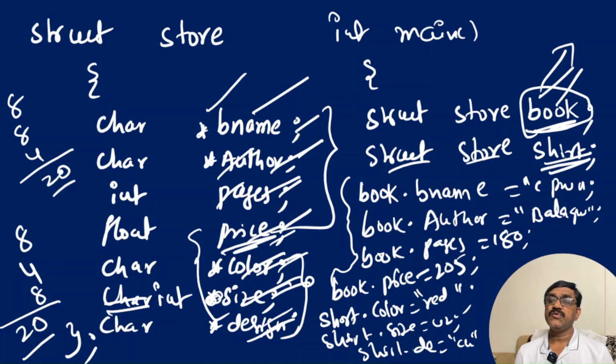Here also 20 bytes of memory is unnecessarily allocated for the shirt variable, though shirt is not using book name, author, pages. So here the memory is wasted when you use the concept of structure. That is the drawback of using structures. When we use book, it's not using the color, size, and design properties. When we use shirt, it's not using book name, author, pages. So instead of wasting the memory, we want to store only the required information whenever a variable is created. For that, we are going to use the concept of the union that we will see next.